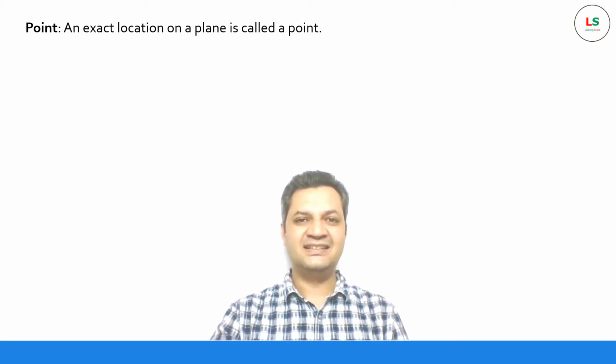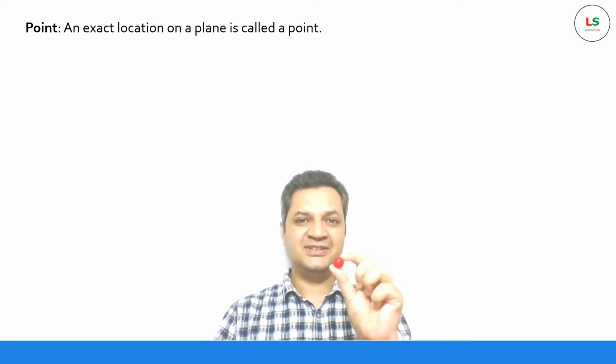Let's have the first one, point. An exact location on a plane is called a point. So we can have this sphere representing a point.